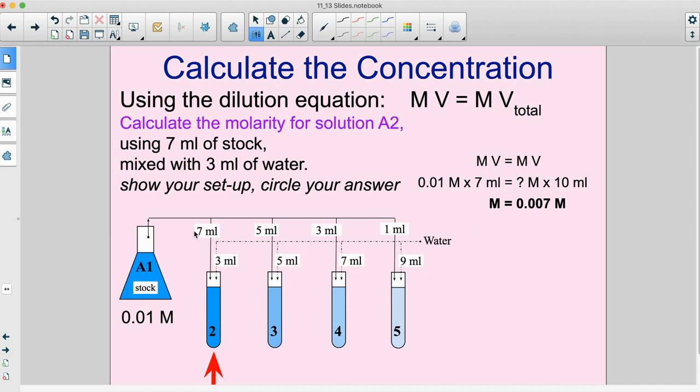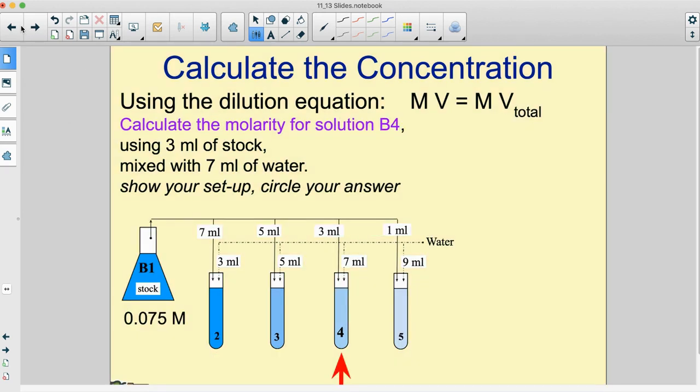All right, so this is a similar problem again here, and here's the solution right here. This is the answer for the first one. Here's another example right here. Solve in the same way. M1V1 equals M times V, and we find the moles. We set it equal to our new molarity times the total volume, and we can solve and get the molarity of our diluted solution.